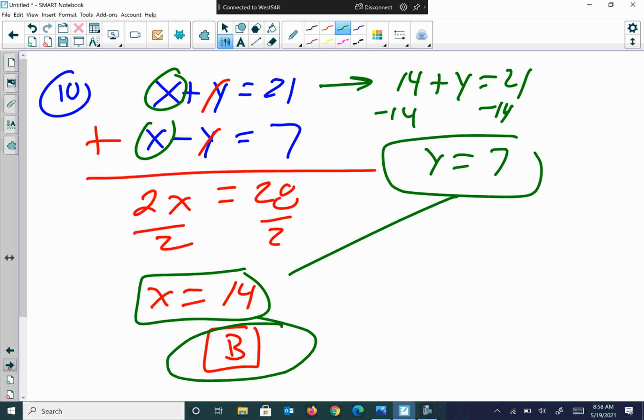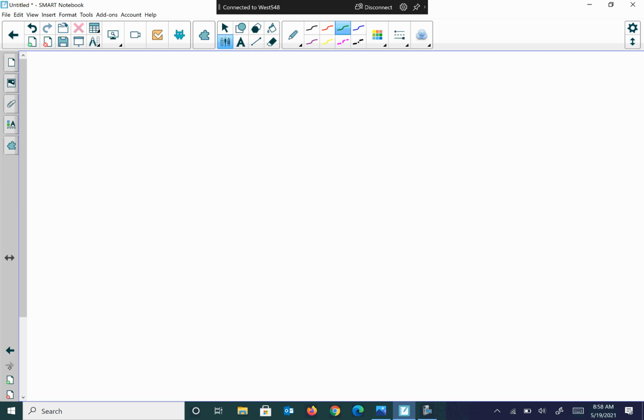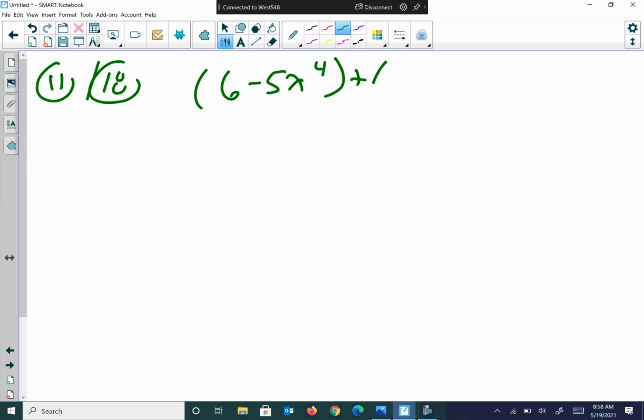All right, let's see. So number 11, I think number 11 and number 18 are the exact same problem. Hopefully they have the same answer. They do have the same answer. Good. And the same order of answer. Okay, oh, that's even better.